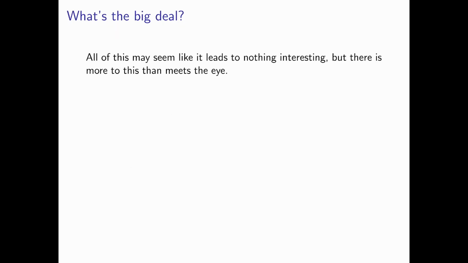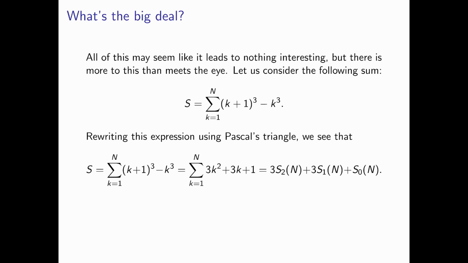Well, that's the thing. There is a bit more than meets the eye to this expression, and it all comes together once we consider the following sum s, which is the sum as k ranges from 1 to n of k plus 1 cubed minus k cubed. And using what we just saw, we can actually simplify this sum in the following way. So we get that s is actually equal to the sum as k ranges from 1 to n of 3k squared plus 3k plus 1. And this here can be split up into three separate sums. So we get that s is actually equal to 3 times s sub 2 of n plus 3 times s sub 1 of n plus s sub 0 of n. And of course we already know what s sub 1 of n and s sub 0 of n are.